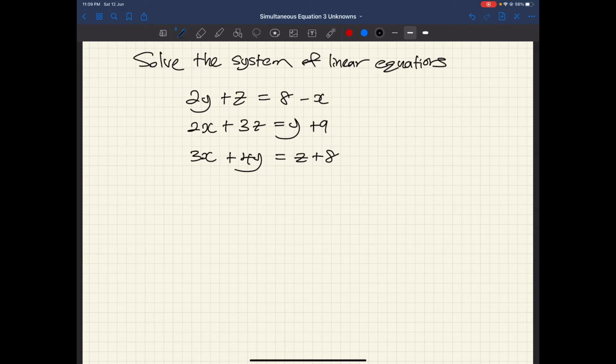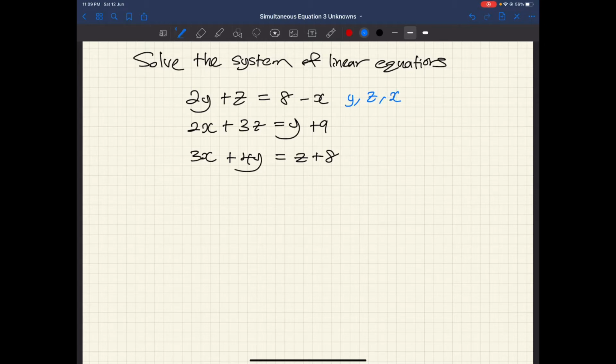So today we'll be learning another type of simultaneous equation. Here we have three equations. Let's start with the first equation: 2y plus z equal to 8 minus x. From the first equation you can see there are three unknowns: you have your y, your z, and your x.